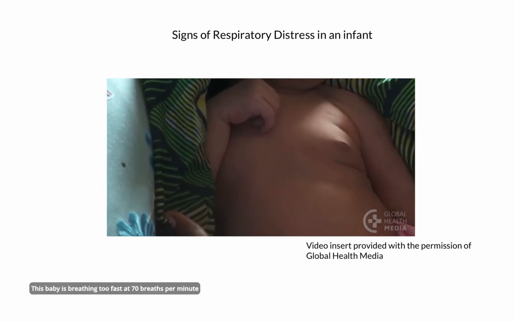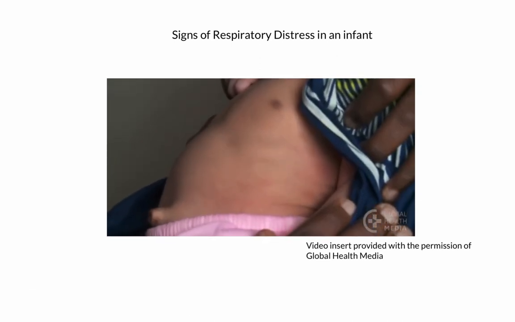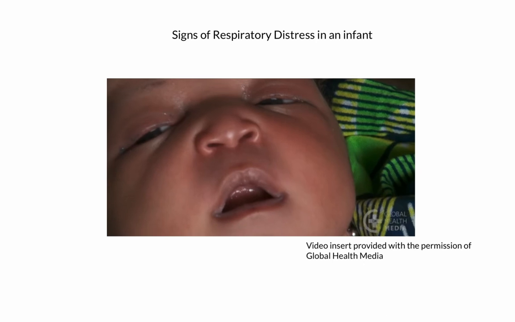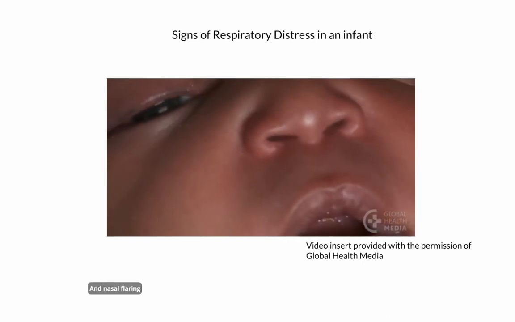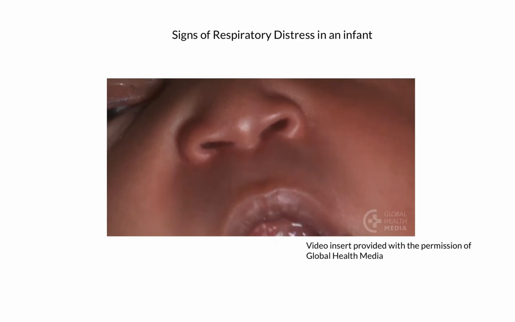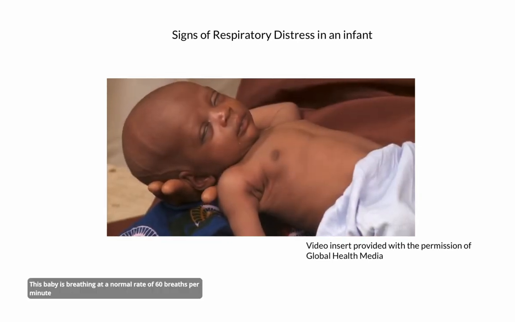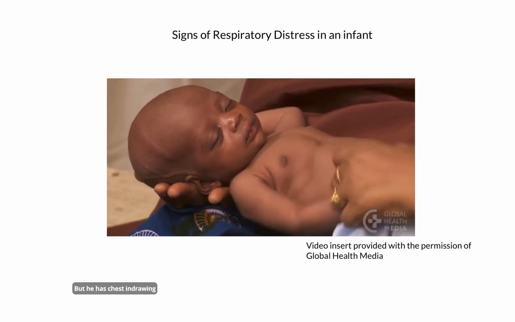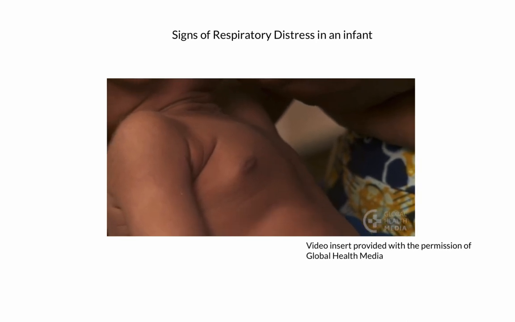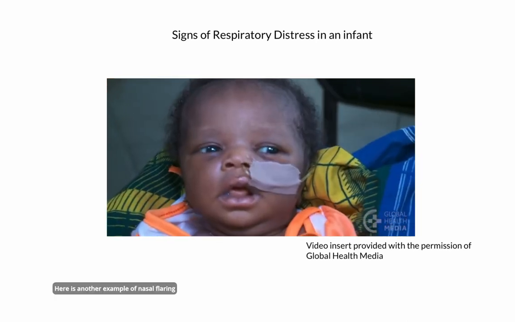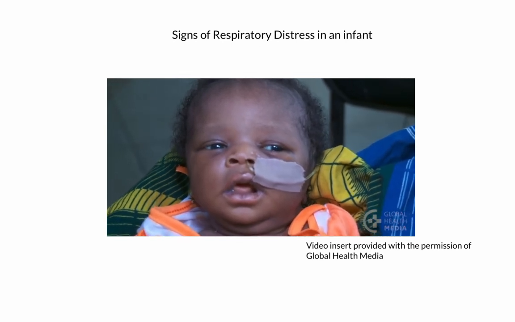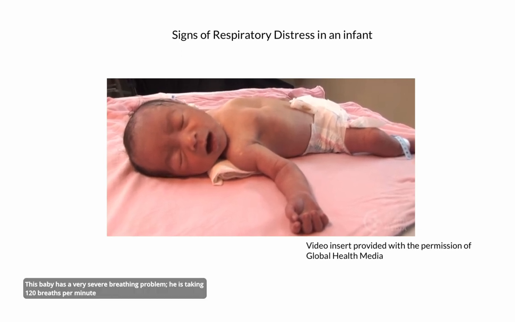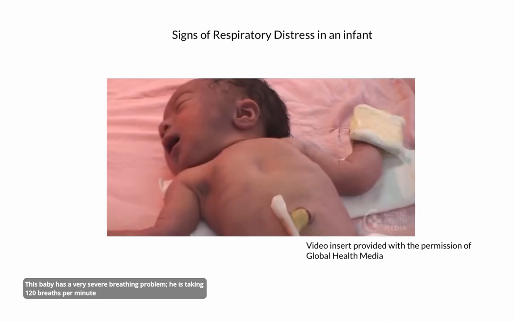This baby is breathing too fast at 70 breaths per minute. She has chest indrawing and nasal flaring. This baby is breathing at a normal rate of 50 breaths per minute, but he has chest indrawing. Here is another example of nasal flaring. This baby has a very severe breathing problem. He's taking 120 breaths per minute.